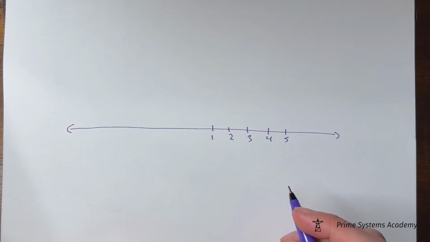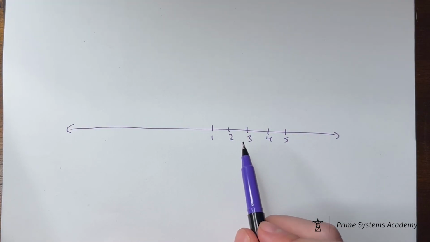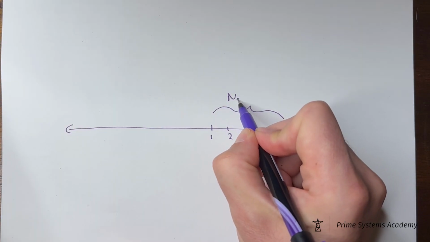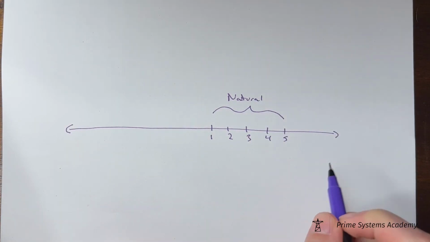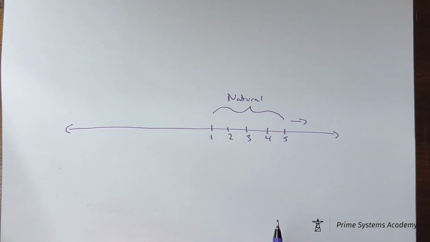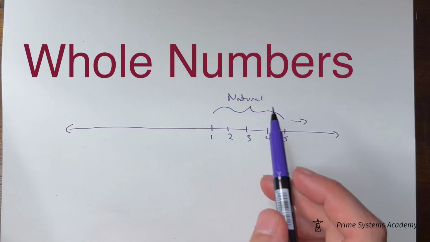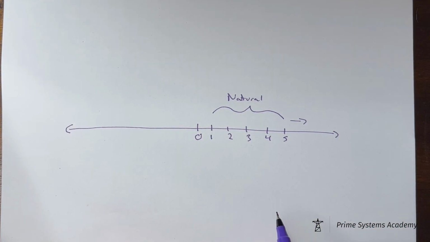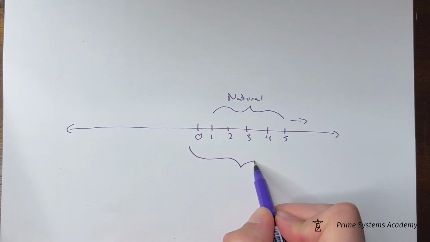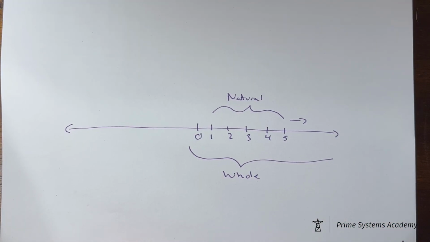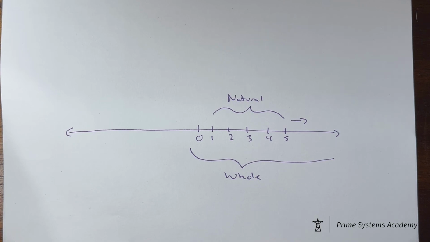Now your whole numbers are just like your natural numbers. So these are going to be our natural numbers, and this will continue on in that direction. Your whole numbers are also going to be your natural numbers, but it's going to include 0. Right? So now these are going to be your whole numbers. Whole numbers are just like your natural numbers, but they include 0. So there's 0, 1, 2, 3, and so on.